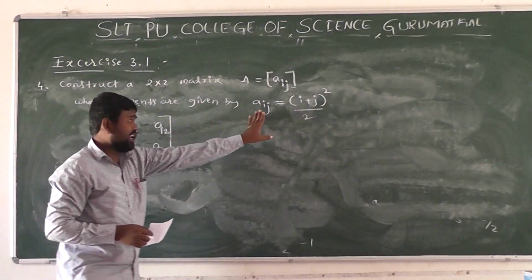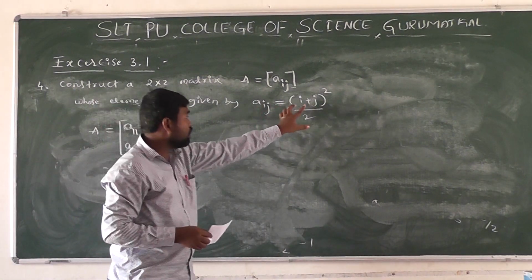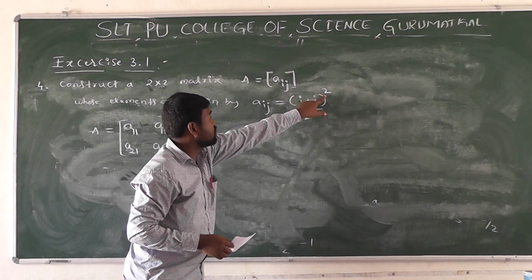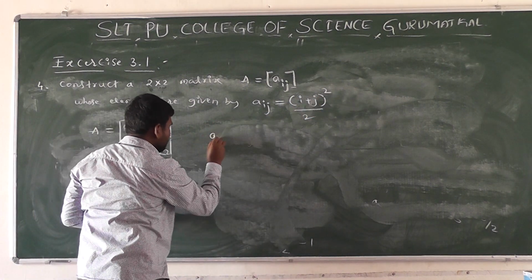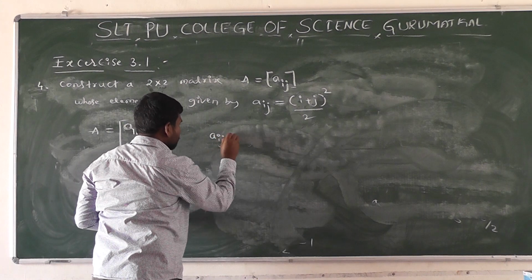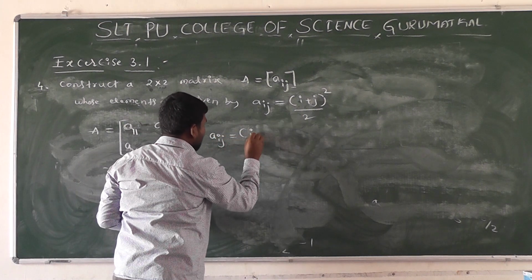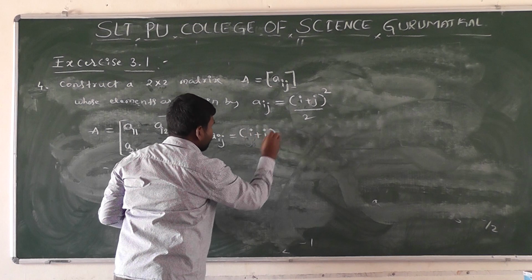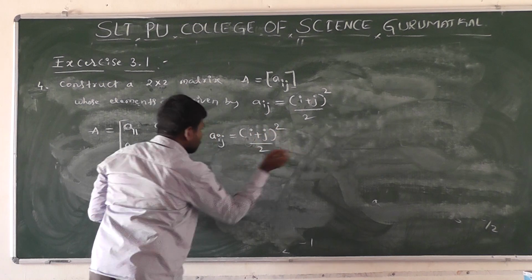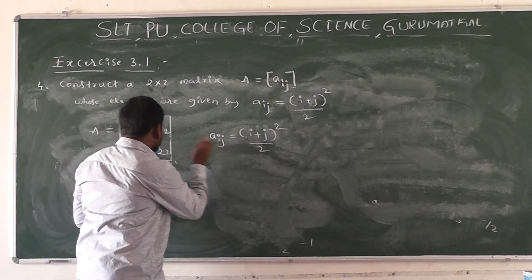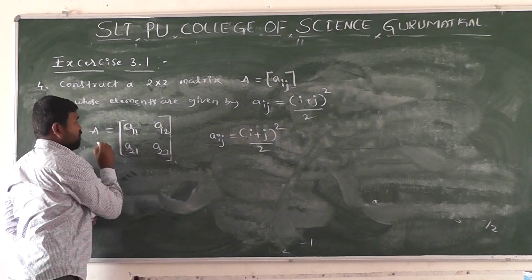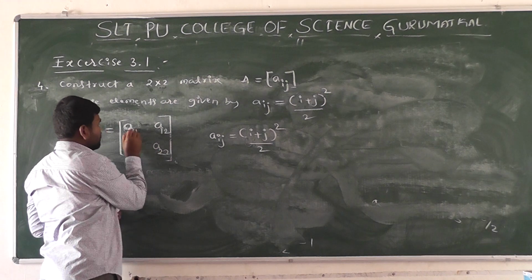What are the elements given here? Aij is equal to (i plus j) whole square divided by 2. Right? First we have to take here Aij is equal to what is given here: (i plus j) whole square divided by 2. Right? Here, first we have to write the first row, first column element.